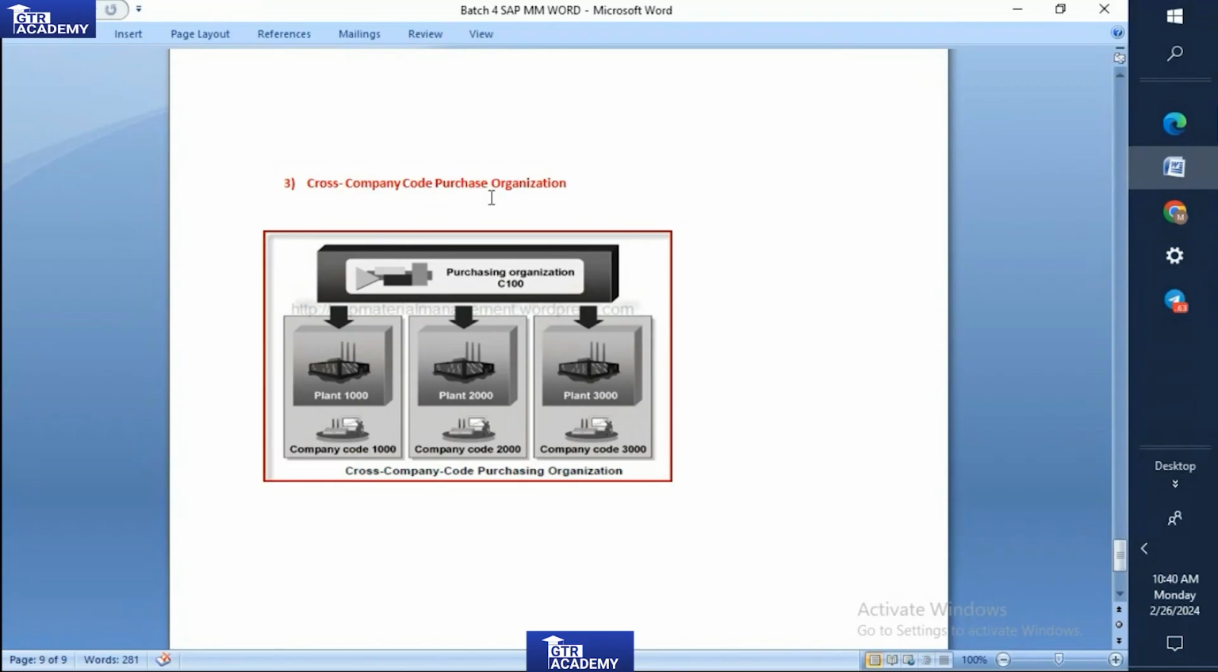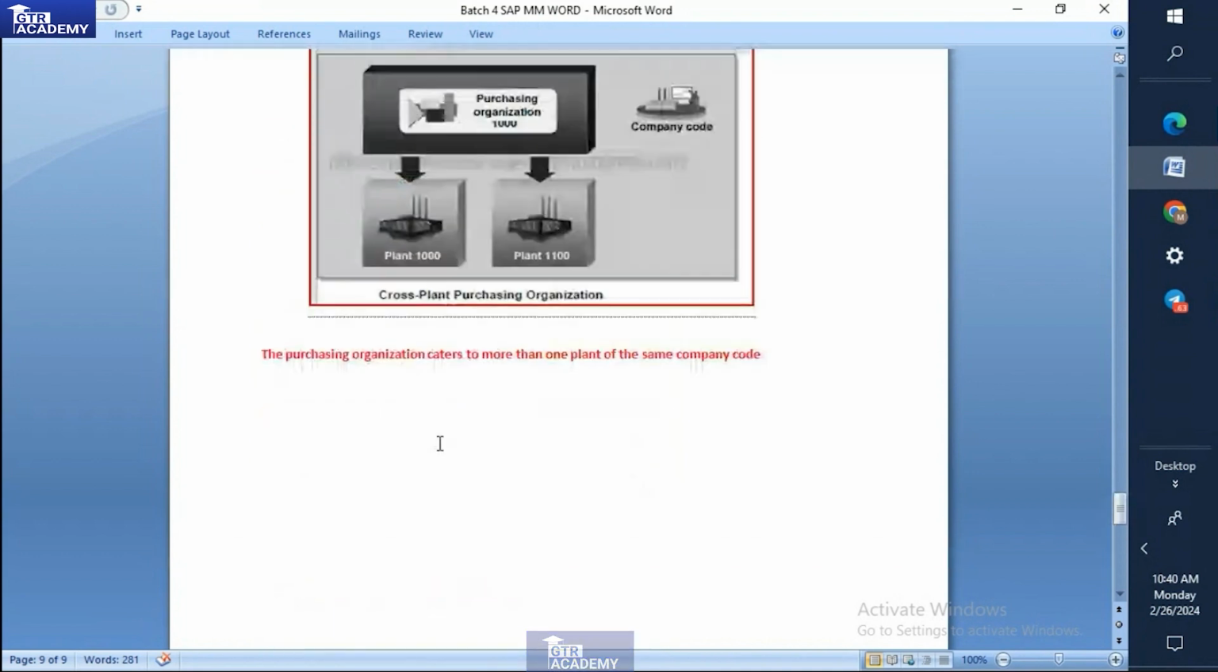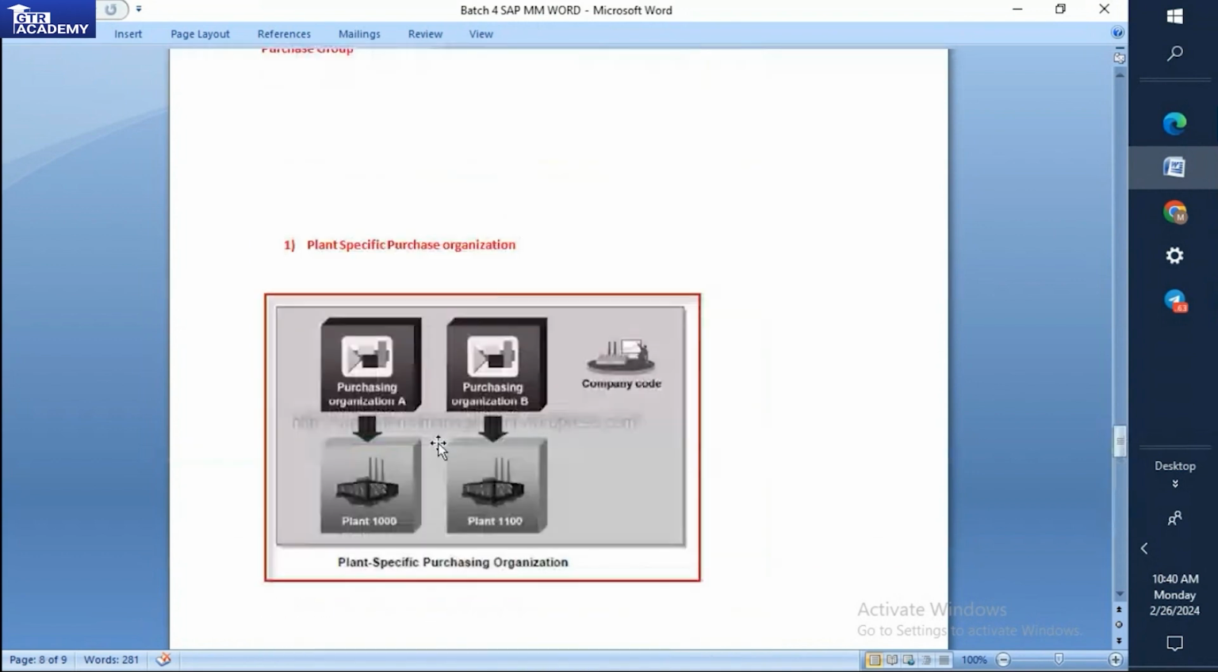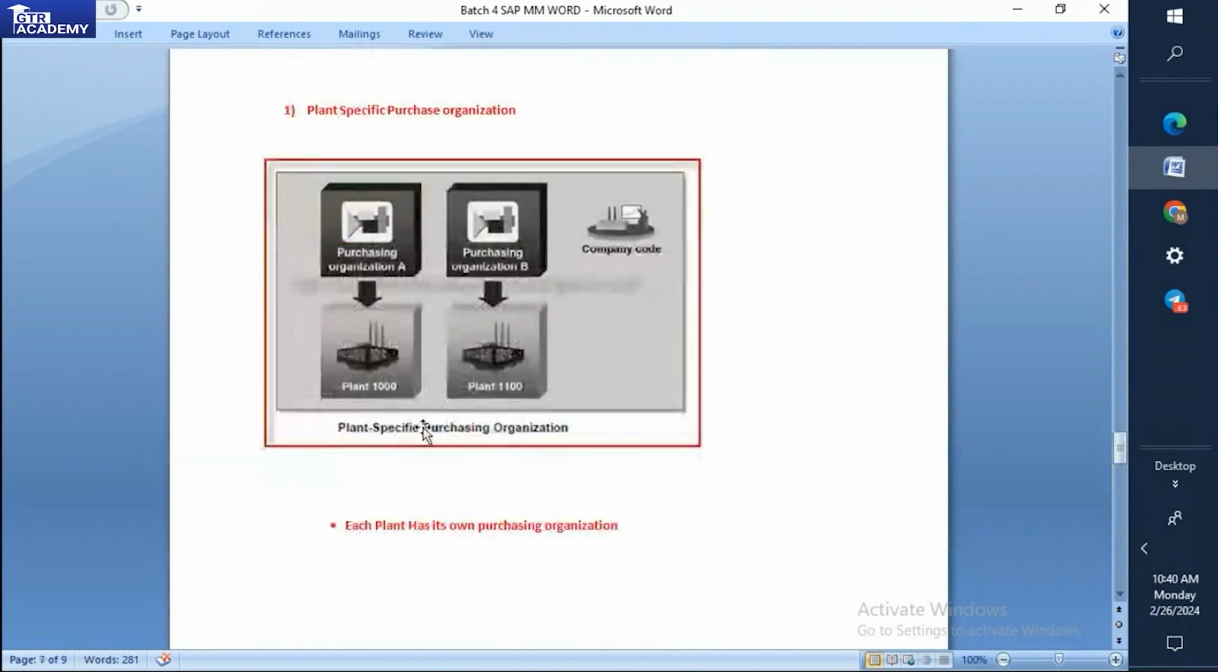Centralized and decentralized completely depend on the business requirement. It's not that they will use only one process, cross company code, then cross plant, then plant specific. It completely depends on the business process. They may use plant specific purchase organization, or they may use cross plant, or they may use cross company code.